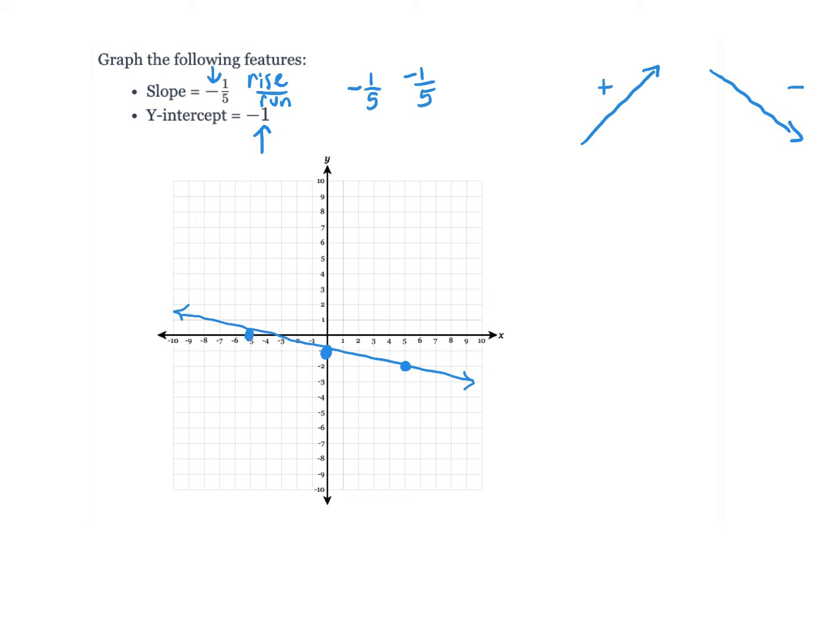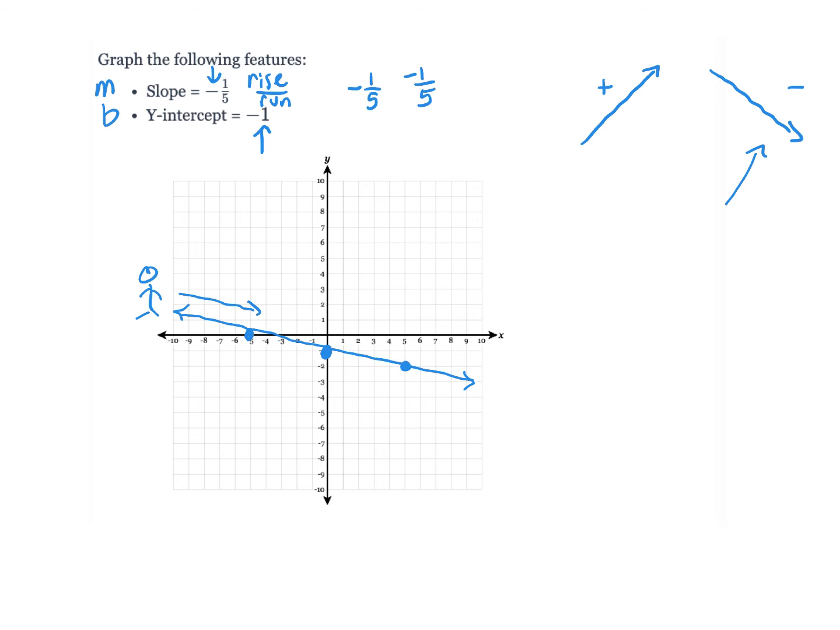Notice it's a downward slope, so it goes with our negative. We read from left to right, so you can imagine looking downhill. Now, it's important to know that the letter representing slope is M. The letter representing the y-intercept is B.